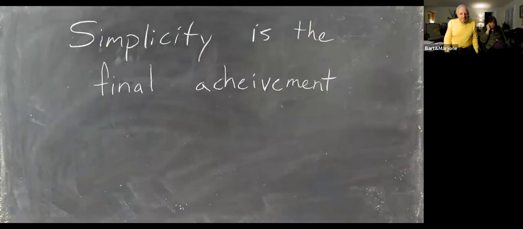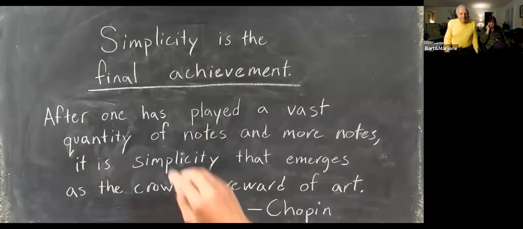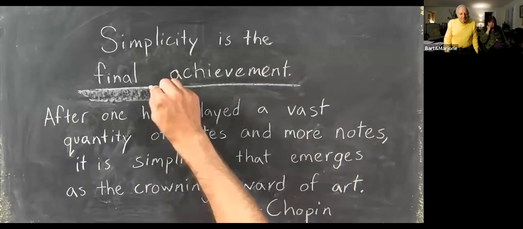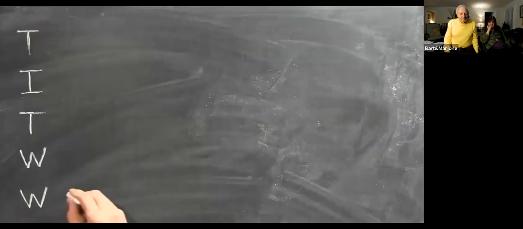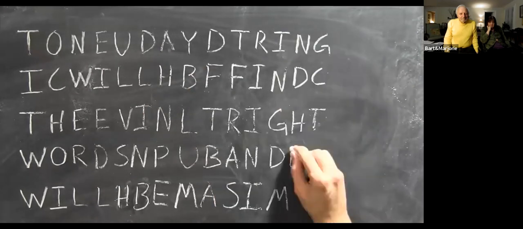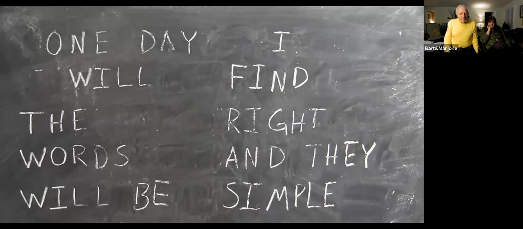Chopin once said, "Simplicity is the final achievement. After one has played a vast quantity of notes and more notes, it is simplicity that emerges as the crowning reward of art." And Jack Kerouac put it like this: "One day I will find the right words, and they will be simple."